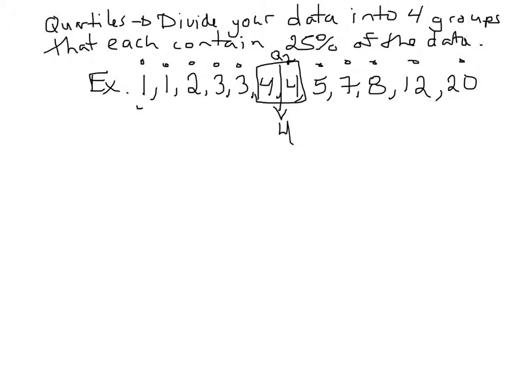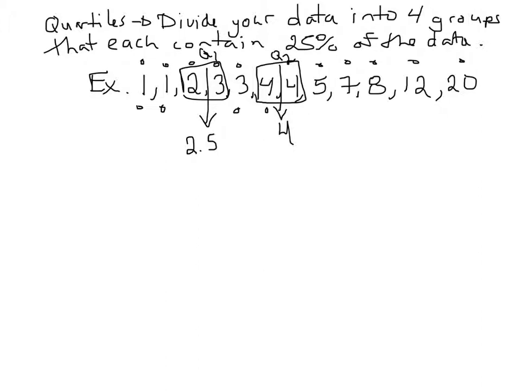So take off one, take off another. Okay, look, we're stuck with 2 numbers. So Q2, or Q1, sorry, is going to be 2 plus 3 divided by 2. It's going to be 2.5.